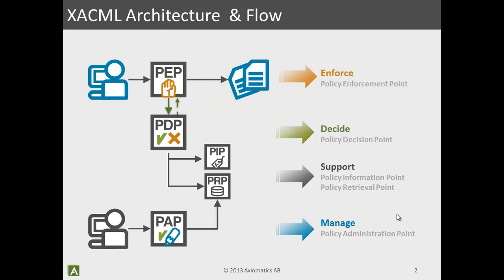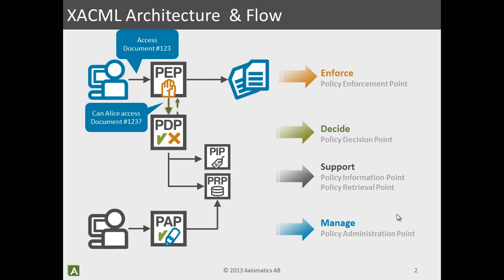Let's walk through a typical flow. A user sends a business request to access document 123 from the left-hand side over the right-hand side. The enforcement point has been deployed to intercept that request and convert it into an authorization request. Can Alice access document 123? Let's see what the policy decision point says. The PDP will load policies from the PRP. It will inspect the policies and realize that it needs additional attributes.